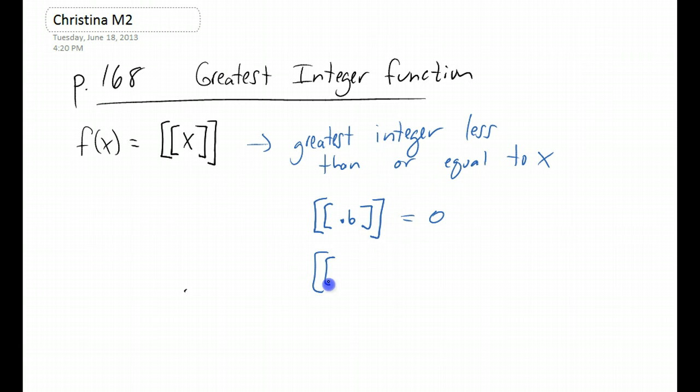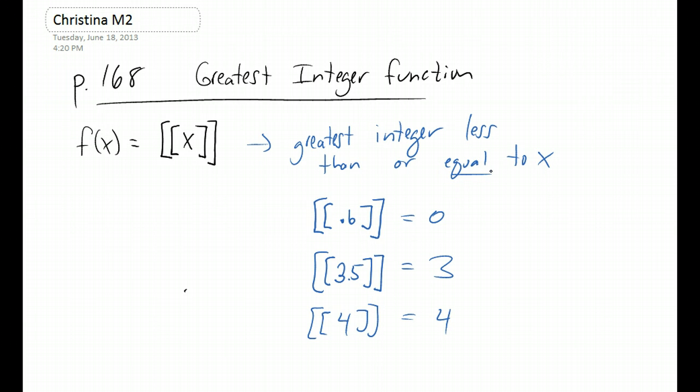As another example, what is the greatest integer that's less than or equal to 3.5? So if you see a 3.5 in these double brackets, the greatest integer less than or equal to 3.5 is 3. What is the greatest integer less than or equal to 4? Well, actually, since there's an equal in this definition, that's just 4.